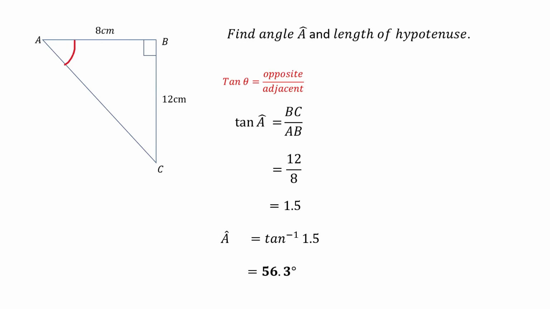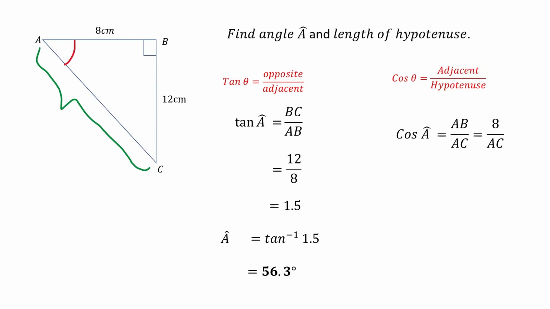Now by using that angle, we will find the hypotenuse, which is AC. What is the best option? We know the angle is 56.3 and the other two sides are also given. To find AC, cosine is the best option. That is adjacent divided by hypotenuse, and the hypotenuse is what we need to find. So let's substitute: 8 divided by AC.